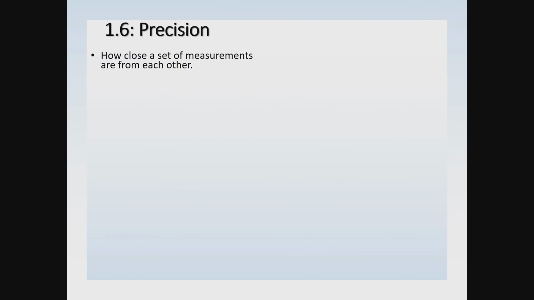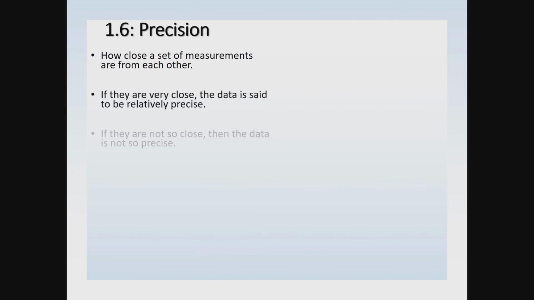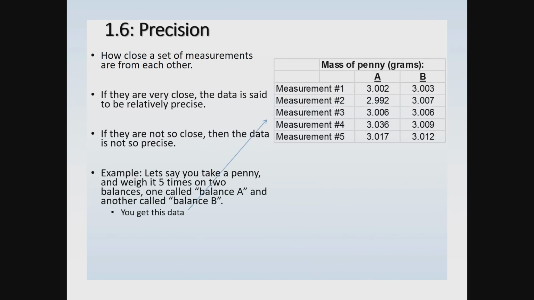Precision now is if you make a bunch of measurements at the same time, you're judging how close the measurements are to one another. So I think the best way I can describe that is with a simple example. Let's say you have two balances, balance A and balance B. And let's say you throw a penny 5 times onto each balance and record a number that you get. So let's look at balance A first, and let's see the variety of measurements you get from balance A.